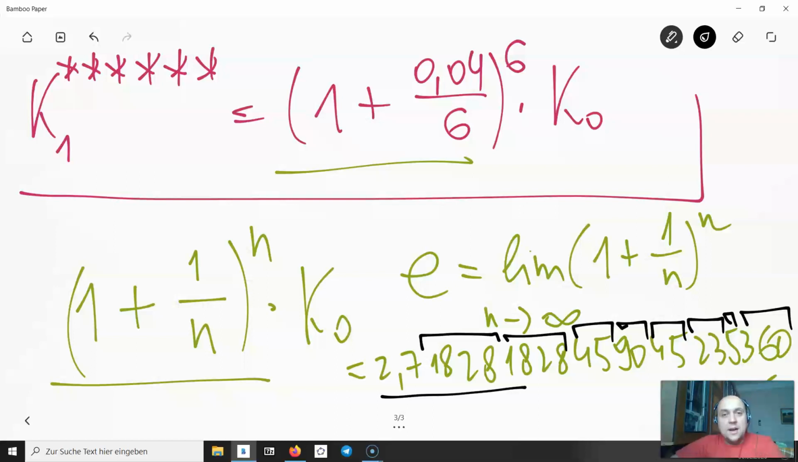In the next video, I would like to explain some properties of the Euler's function e to the power of x. We'll talk about tangent lines and maybe derivatives as well.